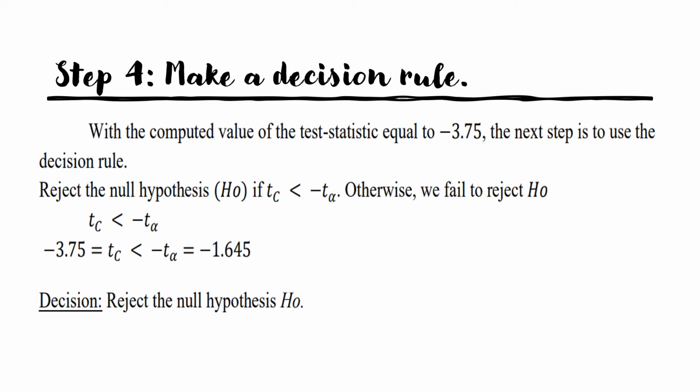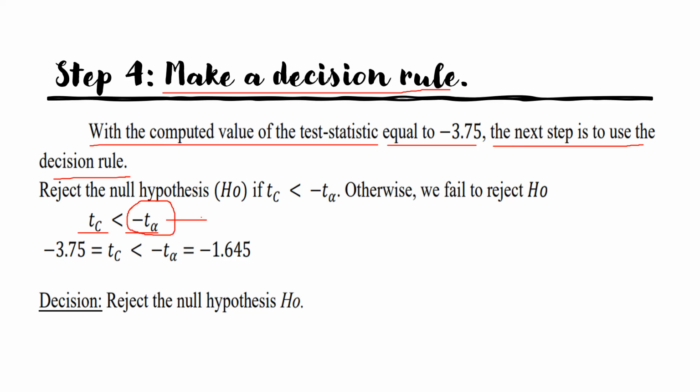So for step number 4, make a decision rule. With the computed value of the test statistic equal to negative 3.75, the next step is to use the decision rule. So we just simply compare your computed T and your T critical. The critical value for this one will come from the Z table because your N is greater than 30. So we just simply get your critical value from the Z table.